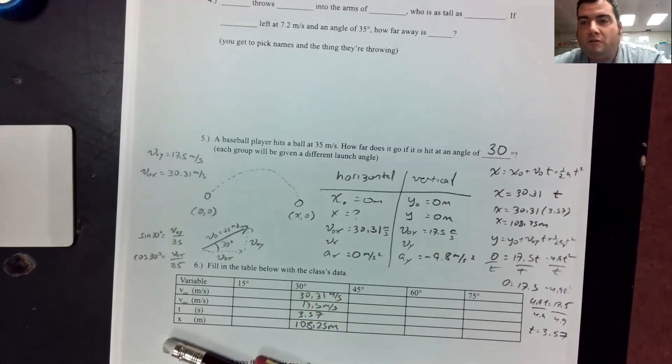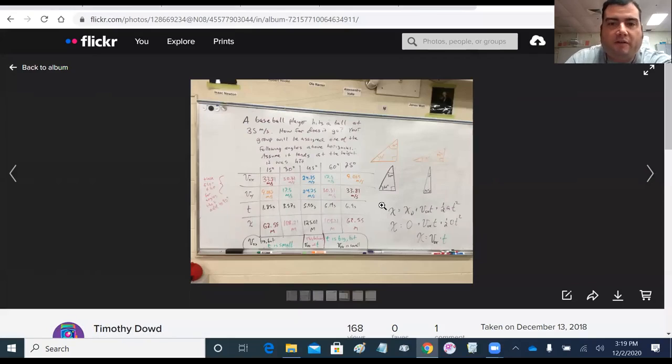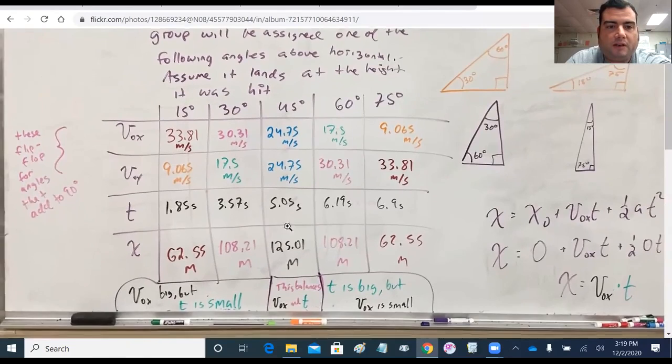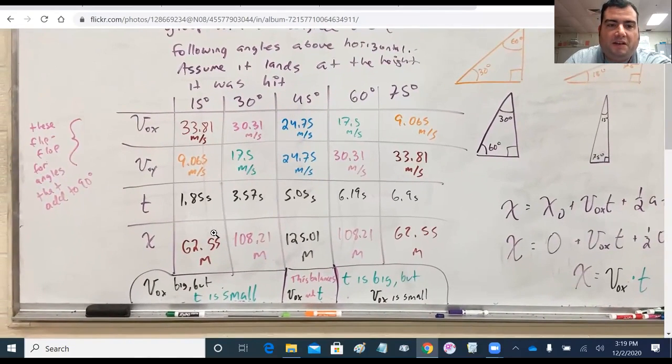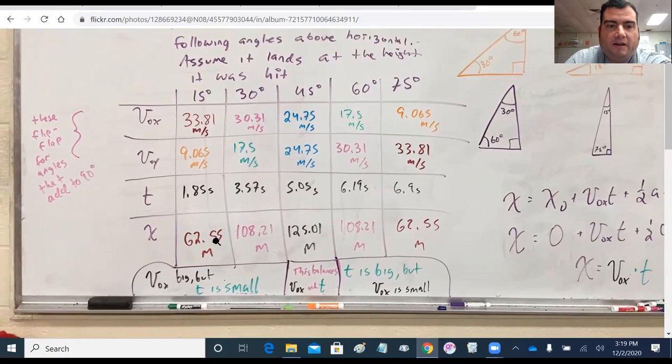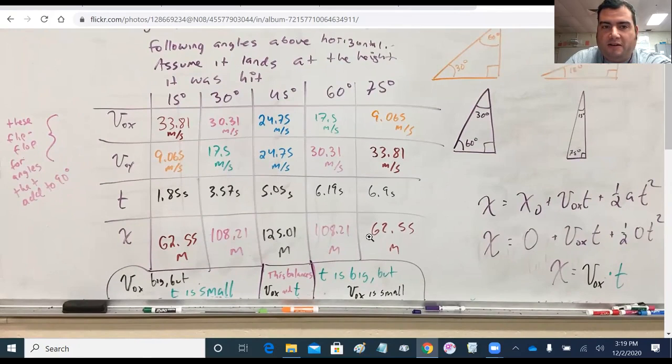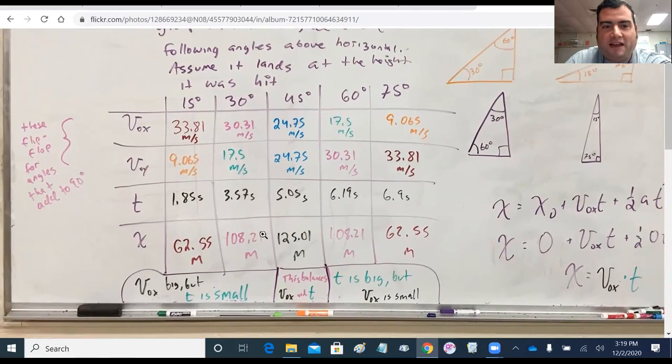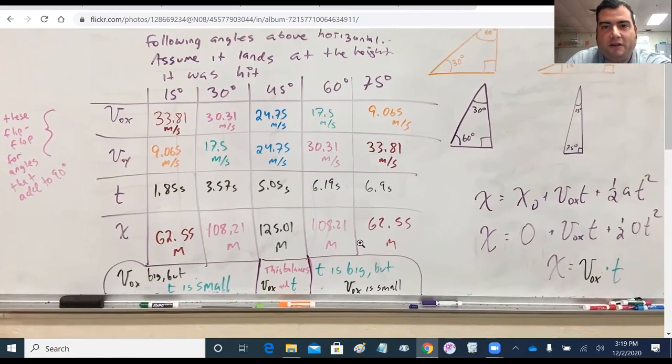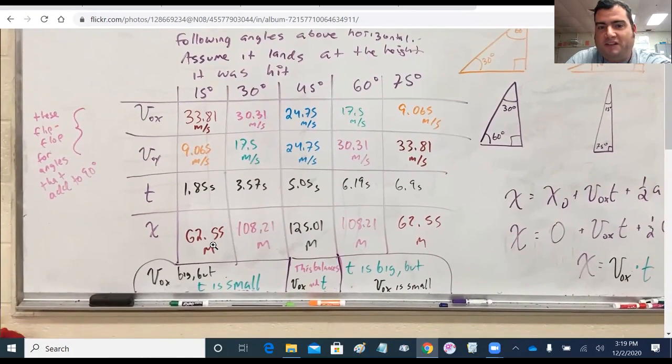All right, so let's take a look at what all of the data looks like. If you do it all out, you get kind of a remarkable symmetry. 15, 30, 45. We actually grow how far it goes as you get to a 45-degree angle, and then it shrinks again. And strangely enough, when you get to 60, you get the exact same distance that you got with 30. When you get to 75, you get the same distance you got with 15. Hopefully you recognize the relationship 15 and 75 have, and 30 and 60.